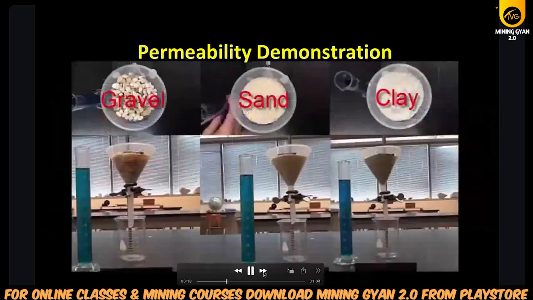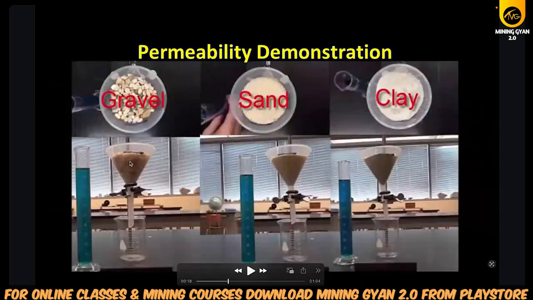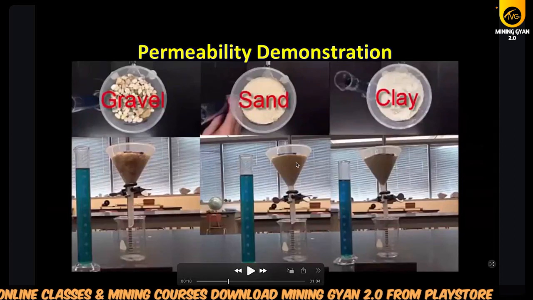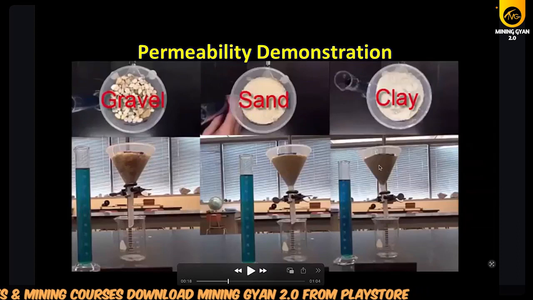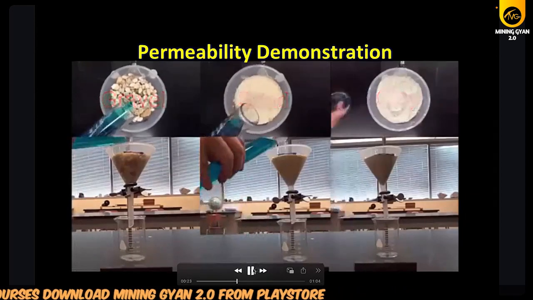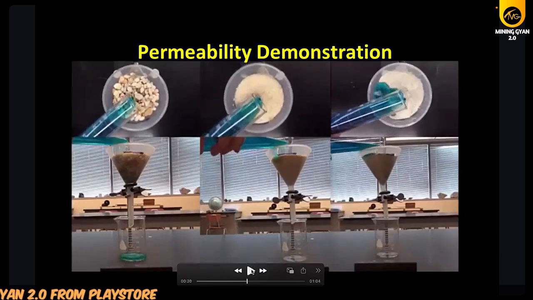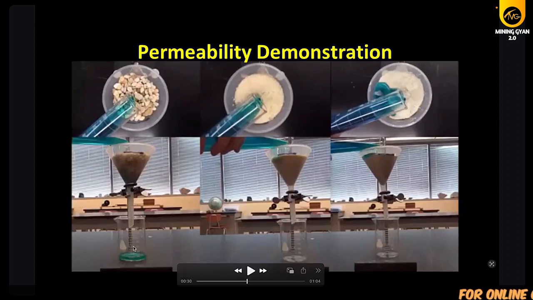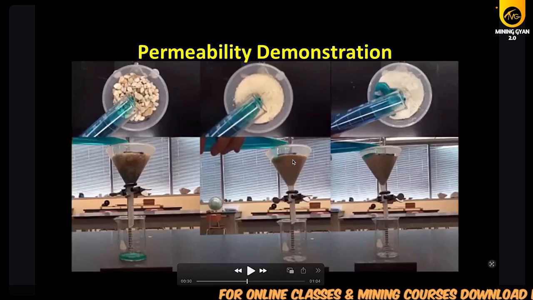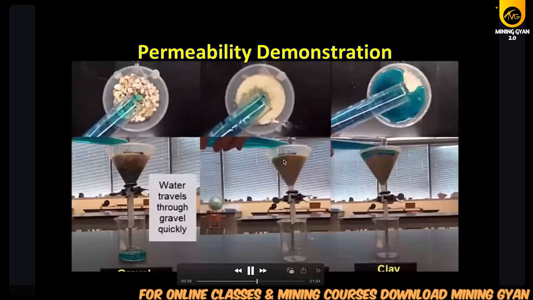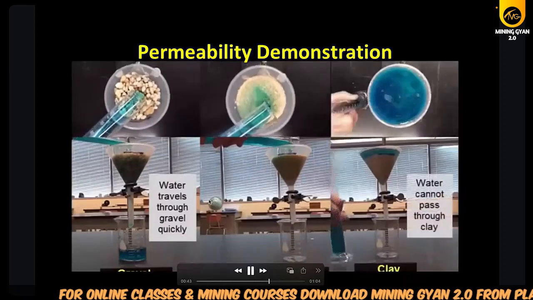So these are the three examples. In this we have put some gravels, in this some sand, and in this some clay. Now we are putting some water in all of them. You will see that in the gravel, the water flows down from top to bottom in a few seconds, so permeability is very high. In the second example, the sand, water is flowing faster than clay but slower than the gravel.